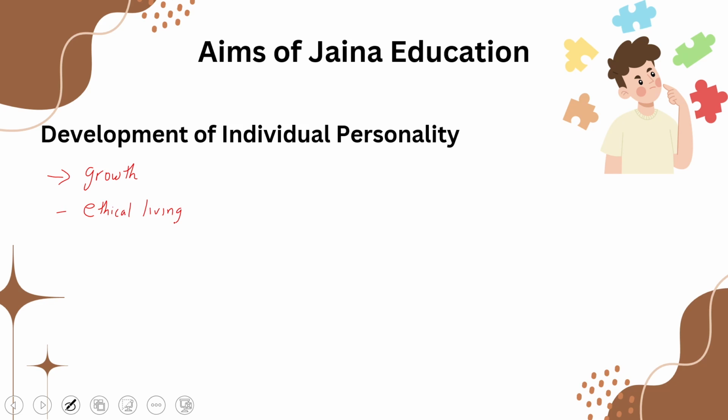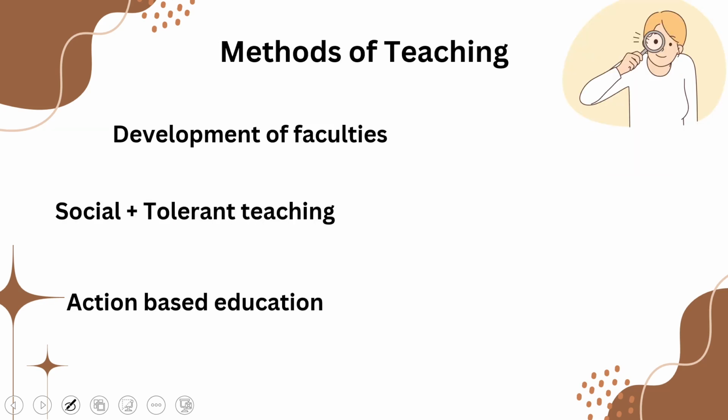And the last aspect that we'll deal with is their methods of teaching. So, knowledge is gained through senses as well as meditation. And therefore, these two faculties need to be developed. You need to know how to use your senses. You also need to know how to meditate. So, this is something that your education system will deal with.